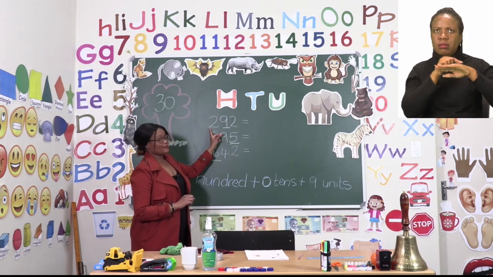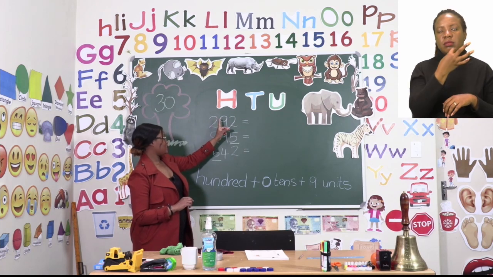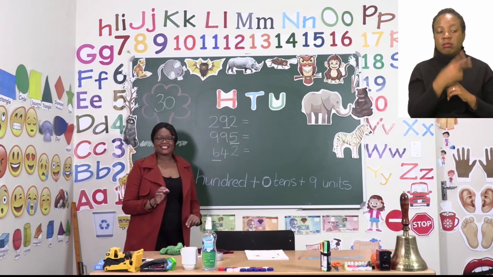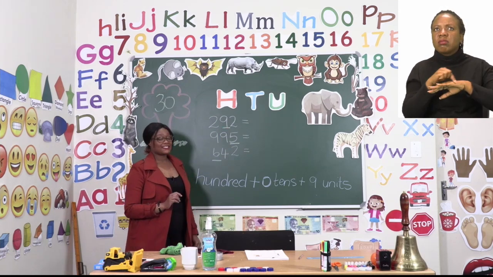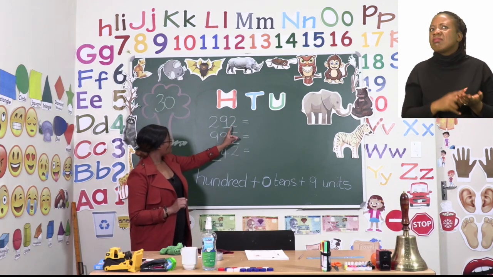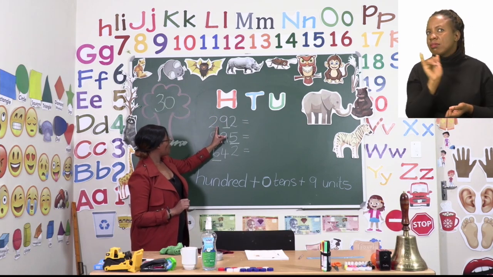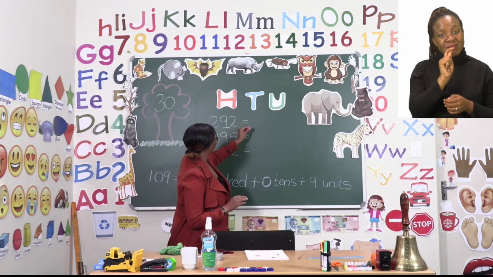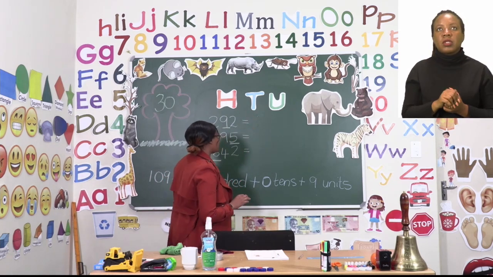Let's read the first number that we have together. It says 292. The digit that has been underlined is the 9. So let's find out where it is. Units, tens, hundreds. It looks like it is under tens. So we're going to go ahead and write a T for tens.